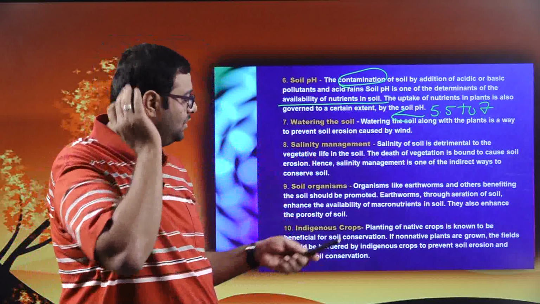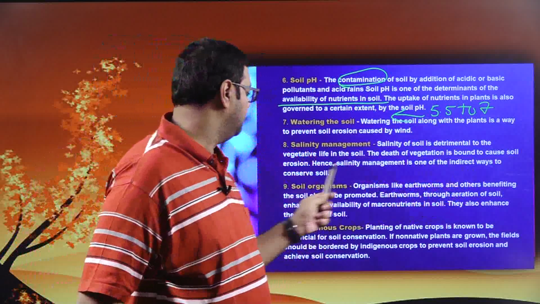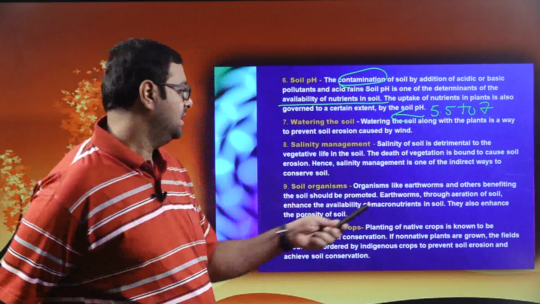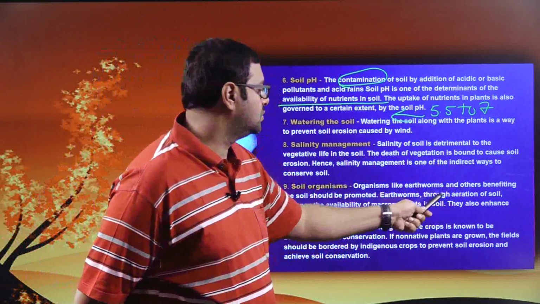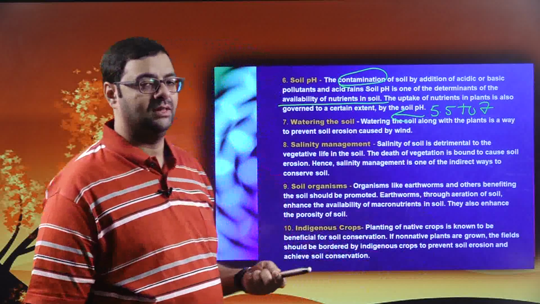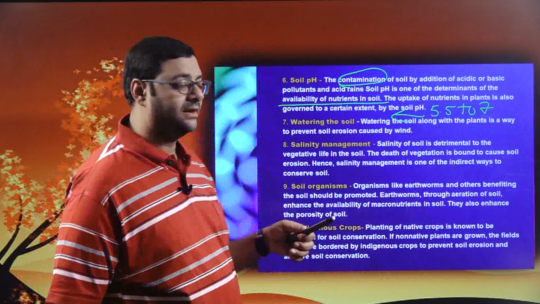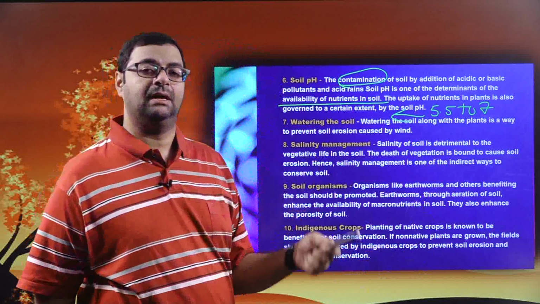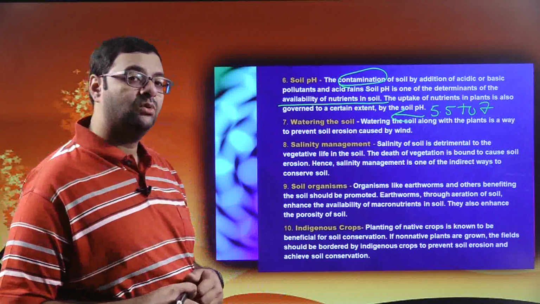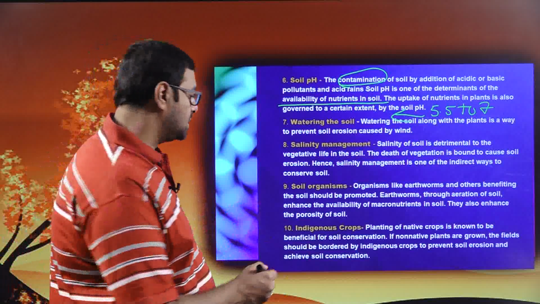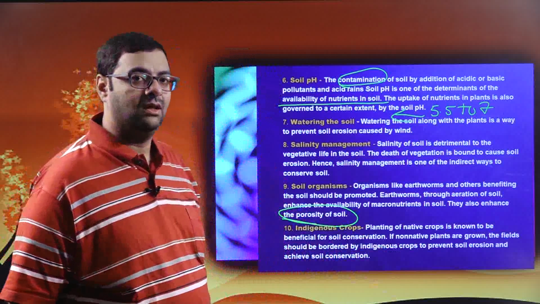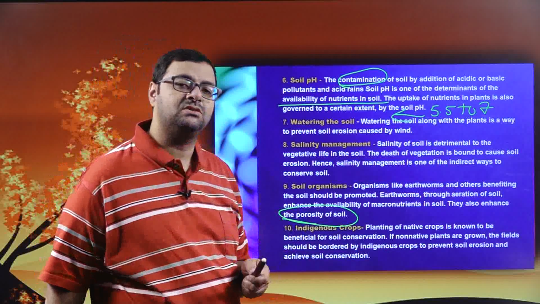Organisms like earthworms and others benefiting the soil should be promoted. That's what I just said. Earthworms, through aeration of the soil, enhance the availability of macronutrients in the soil. That is the advantage: the air can enter and the nutrients can be absorbed by the plant. These earthworms enhance the porosity of the soil. So that is about soil organisms.